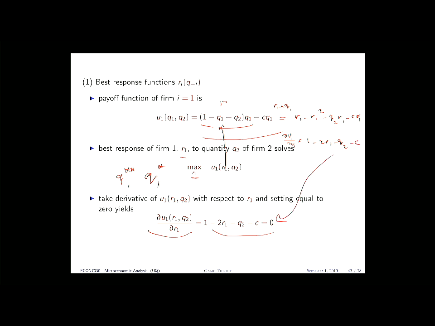Okay? And as you know, for profit maximization, when we put that equal to 0, the amount we get will be the maxima or the global maxima of this profit function. Given that the profit function here is concave, that will be the global maxima. So we put this equal to 0. We keep R to the left and take everything else to the right. That will give me R1 equal to half times 1 minus Q2 minus C.